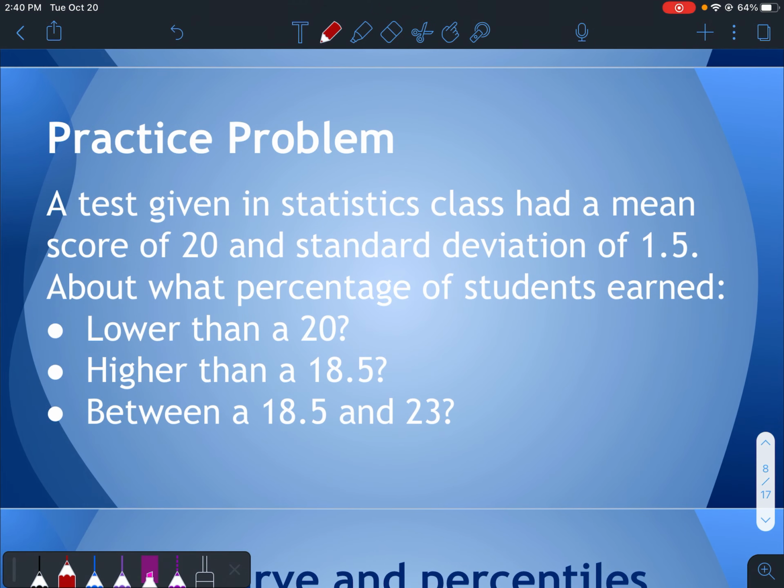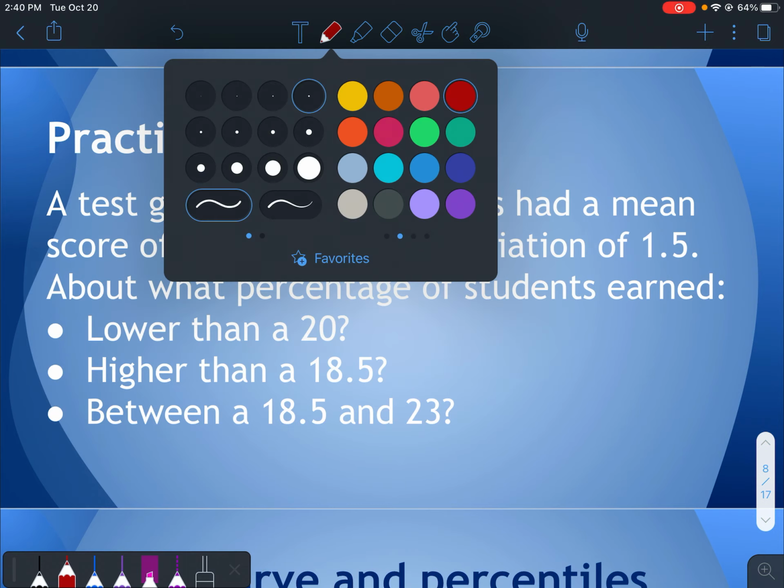So a test given in a statistics class has a mean score of 20 and a standard deviation of 1.5.